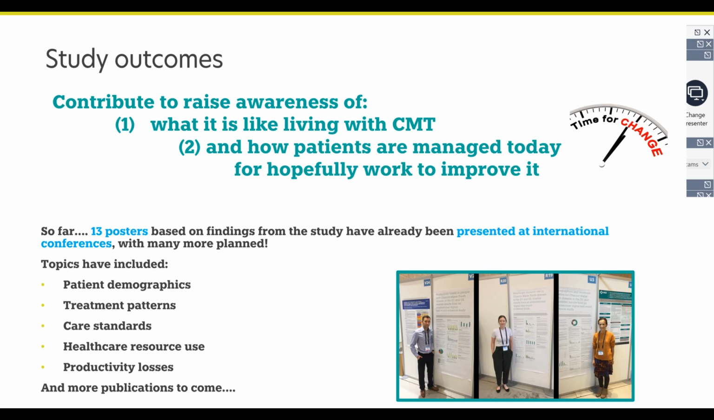So far, since the study was launched, we've published 13 different posters. And as you can see in these images here, these are members of my team who have presented these posters at academic conferences about various different aspects of the study. And these topics have been quite wide ranging. So we've had some posters about patient demographics, treatment patterns, care standards, health resource utilization, and productivity losses. And there's plenty more to come. We've been delighted we were able to publish already, but it's part of an ongoing publication plan, if you like.